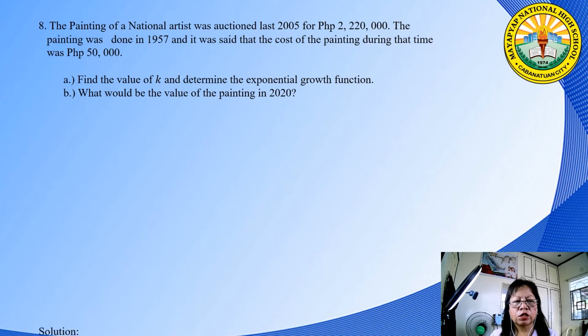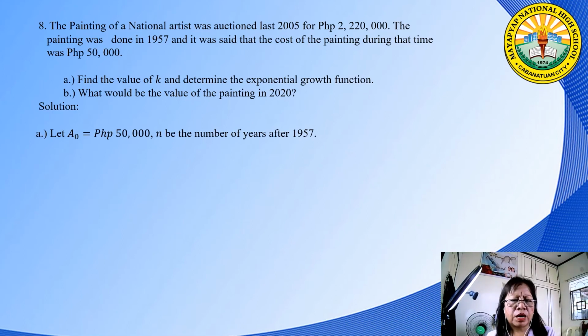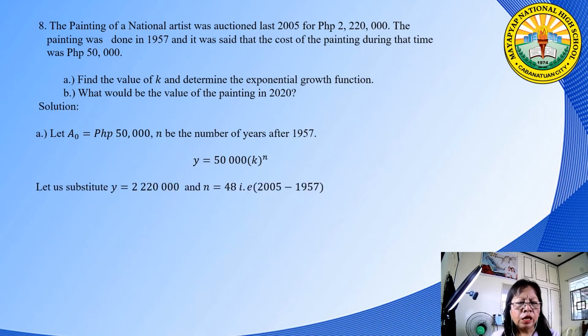Let y equal the amount, starting at 50,000 pesos, and n be the number of years after 1957. The model in the given situation is y equals 50,000 times k raised to n. Let us substitute y equals 2,220,000 and n is equal to 48, that is when you subtract 1957 from 2005.